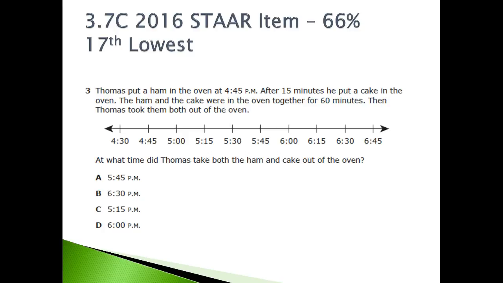The 17th lowest scoring item on our STAAR test last year was this example. Notice that first we're given that he put a cake in the oven or a ham in the oven at 4:45, and it was in there for 15 minutes. And then he put the ham and cake in the oven together for 60 minutes. So notice we have to add these two together, and using a number line helps for the students to see that the final time is 6 o'clock.